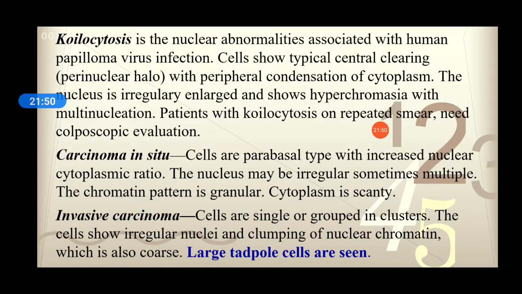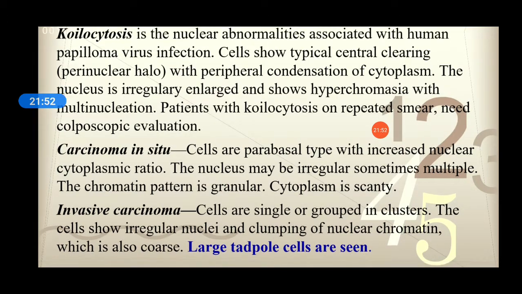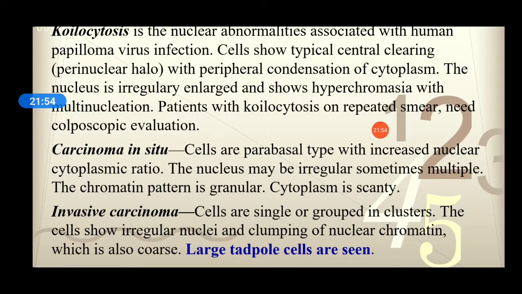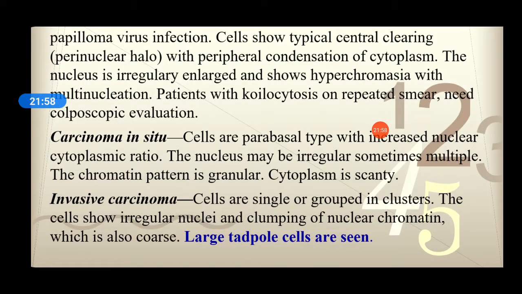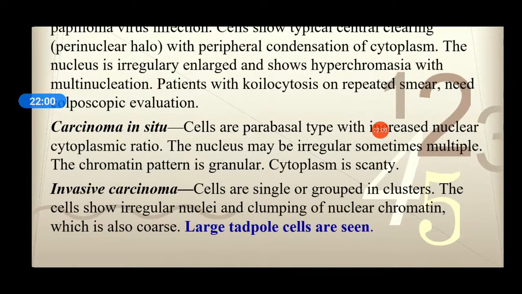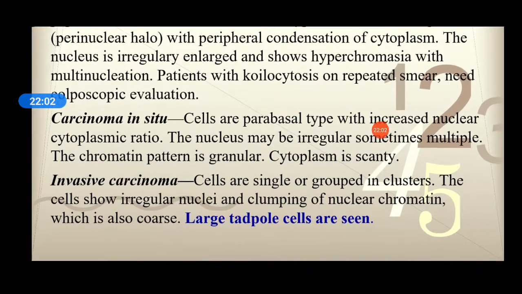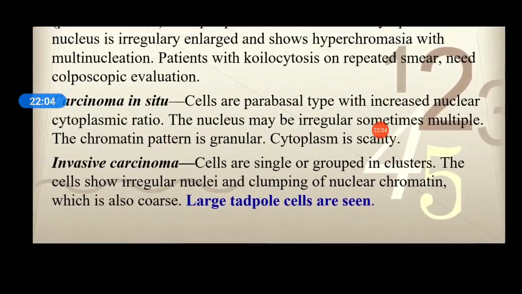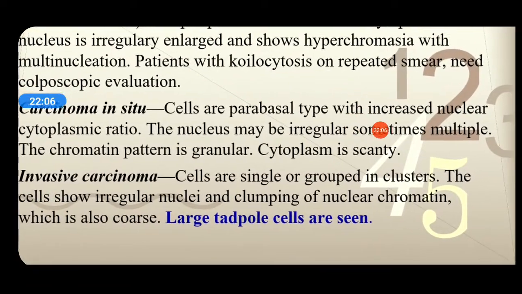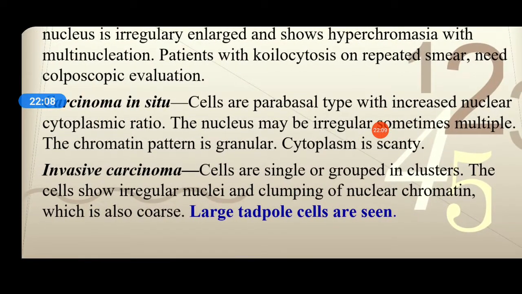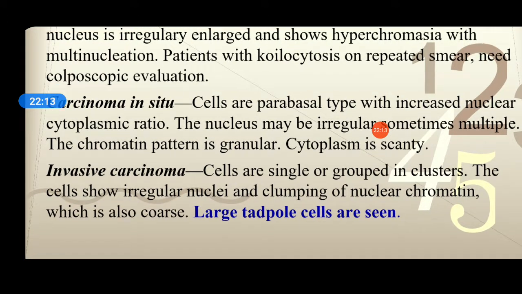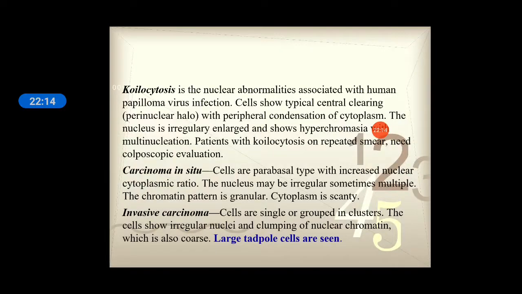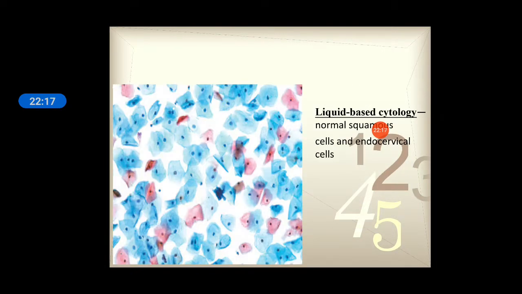Then carcinoma in situ. In this condition, cells are of parabasal type with an increased nuclear cytoplasmic ratio. The nucleus may be irregular, sometimes multiple. The chromatin pattern is granular, and cytoplasm is scanty. The next is invasive carcinoma. Cells are single or grouped in clusters. The cells show irregular nuclei and clumping of the nuclear chromatin, which is also coarse. Here large tadpole cells are seen in invasive carcinoma.